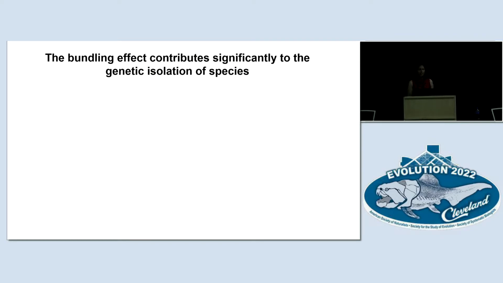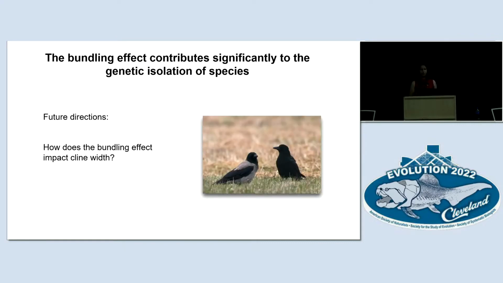So I hope I've convinced you somewhat, using both these theoretical and empirical results, that the bundling effect contributes significantly to the genetic isolation of species. We're very excited about this work, and we're also very excited to extend it even further. A couple of future directions we're excited about are looking at the impact of the bundling effect of assortative mating on situations in which there's continual gene flow, that is, stable hybrid zones. And in particular, trying to investigate how the bundling effect impacts cline width and cline stability.